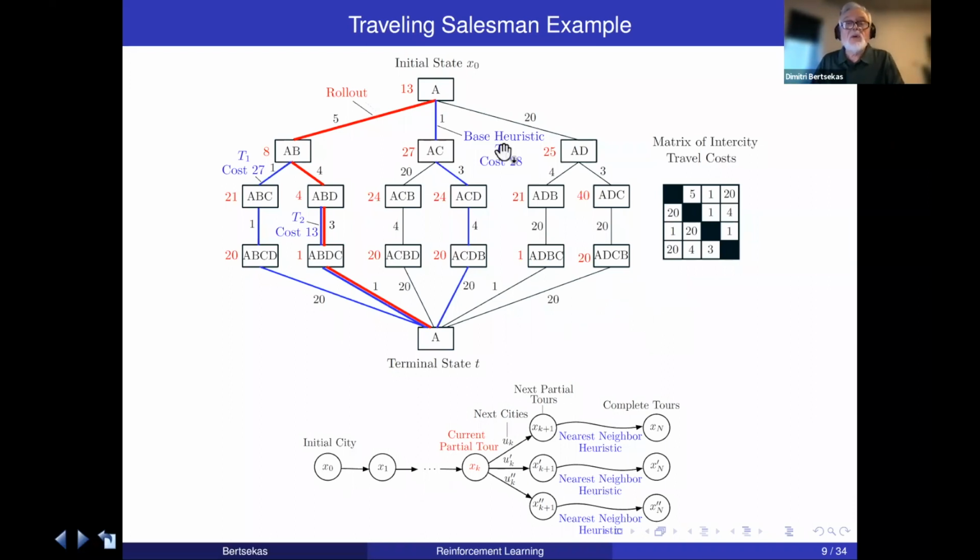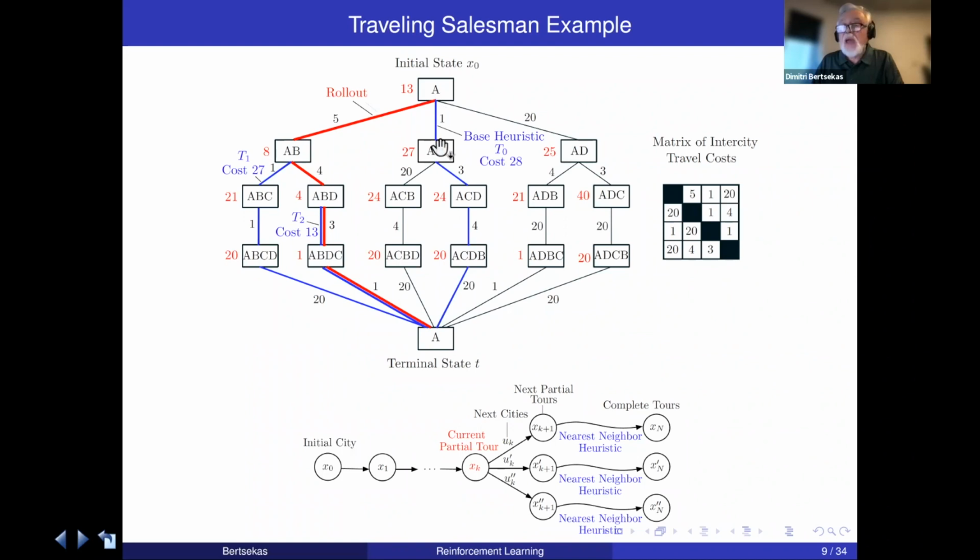Okay. So remember, rollout goes forward, starting from the initial state. It considers all possible choices, and it runs the base heuristic from each one. So it goes over here, runs the nearest neighbor heuristic, which is 1. We go here, and here. Okay. So this gives me 5 plus 1 plus 1 plus 20. So that's 27. Okay. So that's what this blue number here is, 27.